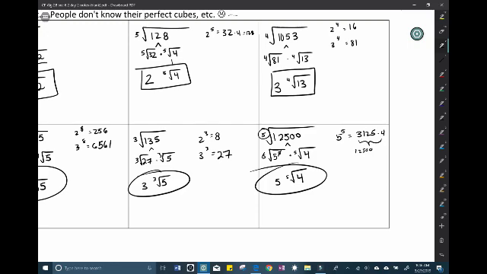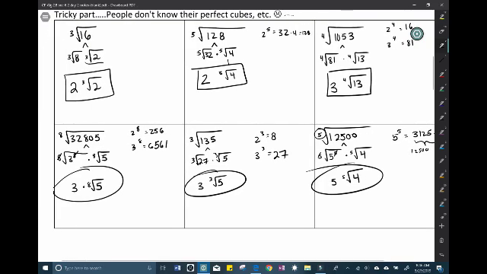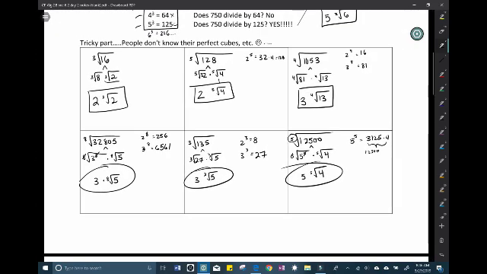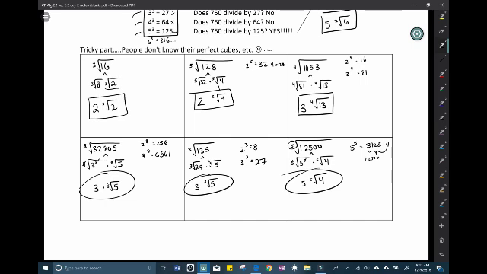Okay, it is very important that you try and get to know and understand your perfect cubes and everything from there. So that's the first part of these particular problems for today. Try out some of those, and nice stuff.